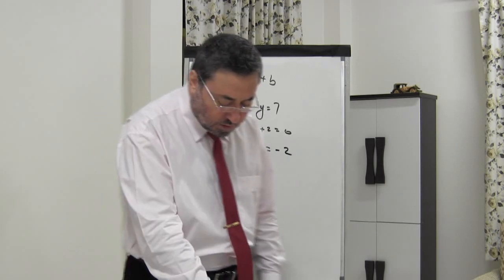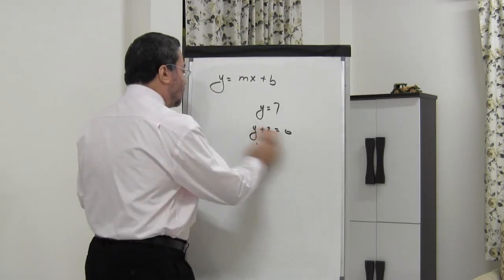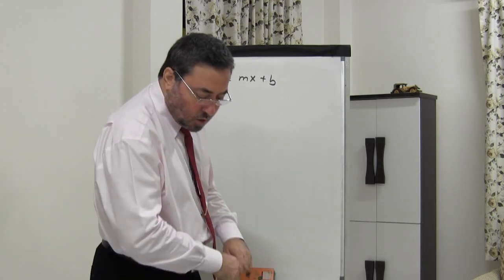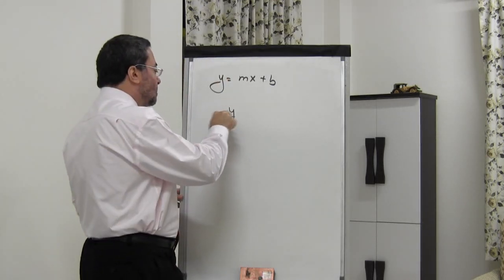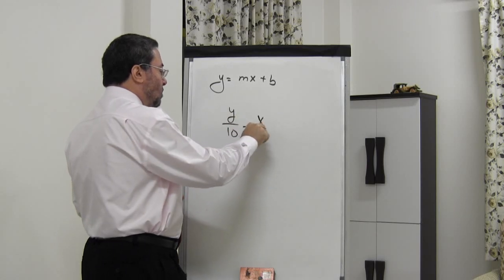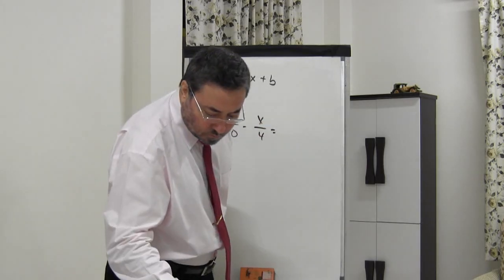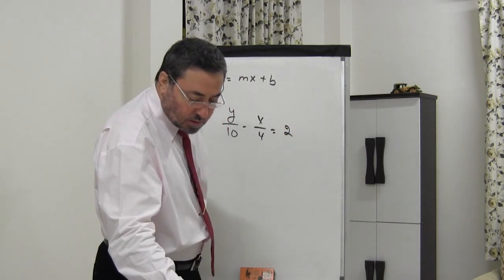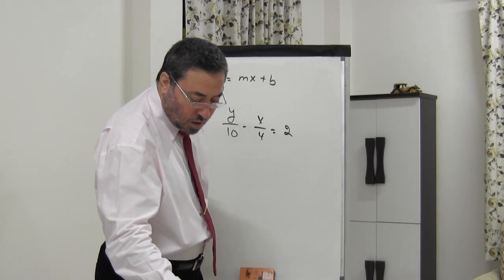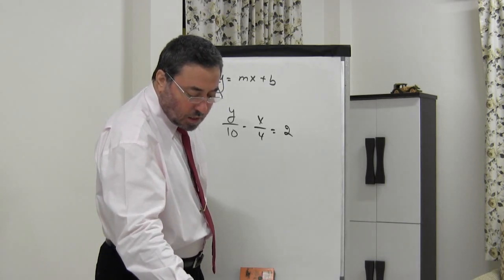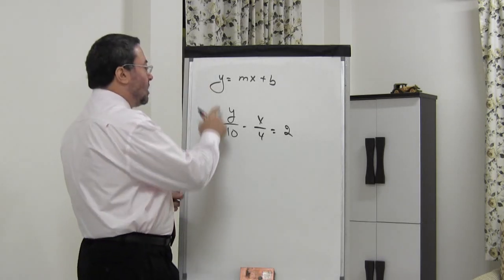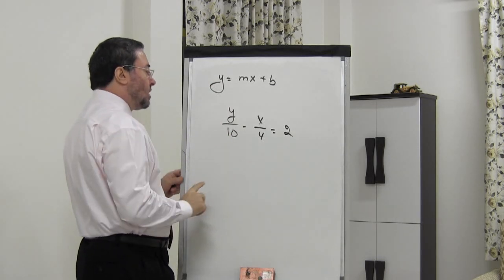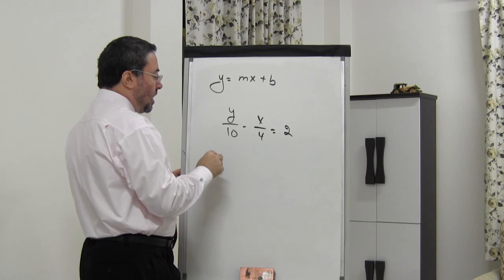Next is number 16: y over 10 minus x over 4 equals 2. And the other one is x over 2 minus y over 5 equals 1. We are going to put this in the slope-intercept form first, and then we will do the second equation. So now here we multiply everything by 10.